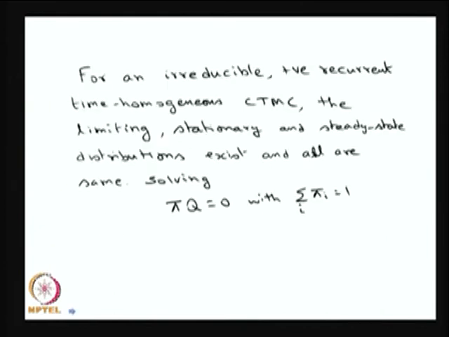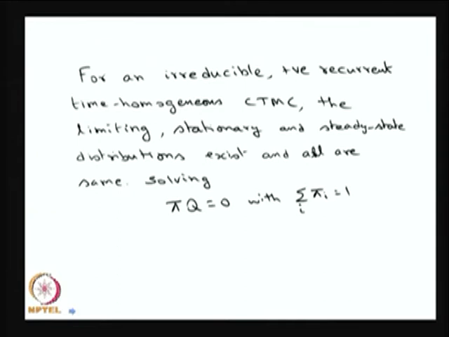I am going to give one simple result for an irreducible positive recurrent time homogeneous CTMC. We know that a limiting distribution exists and a stationary distribution exists. Now, I am including that the steady state distribution also exists. I have given the steady state distribution for the birth death process, not for the CTMC, but here I am giving the result for the CTMC. All the three distributions exist and all are going to be the same.